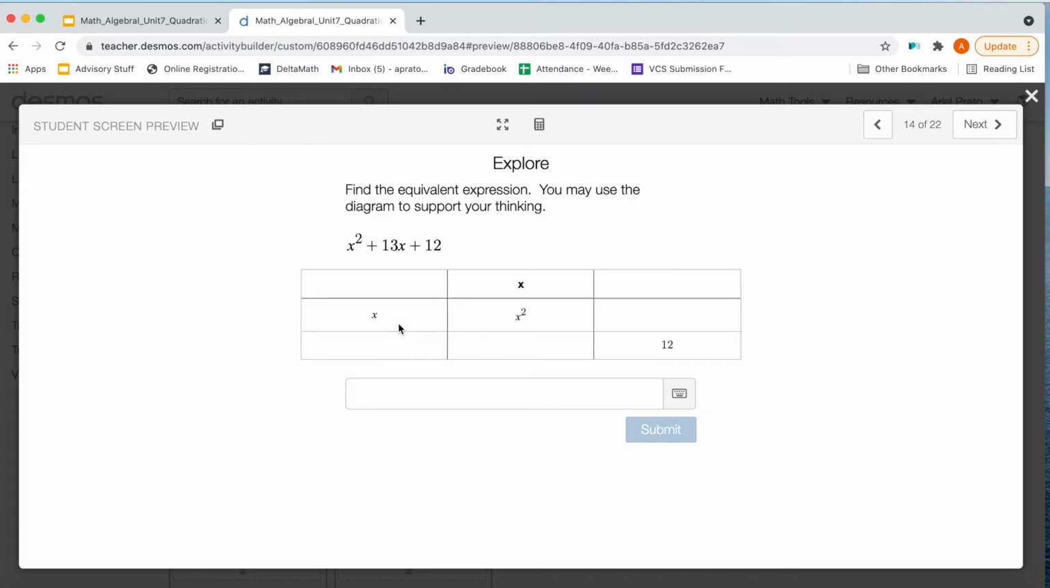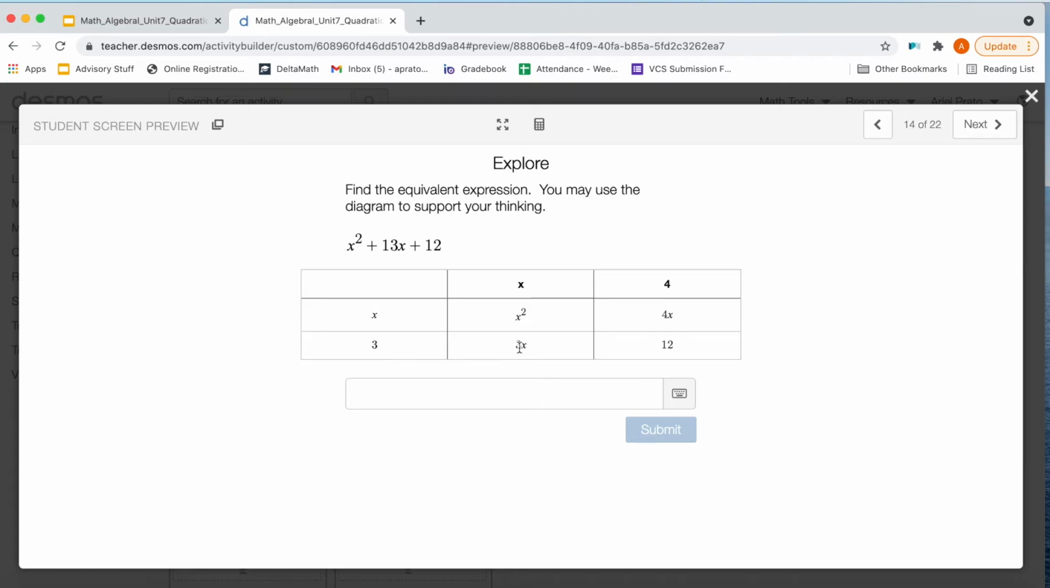And so students can use guess and check and play around with this. The first way they might do that is they might say, okay, what are some numbers that can multiply to 12? Well, I can do 3 and 4. Does that work? 3 times x is 3x. 4 times x is 4x. Does that work? No, because that's not 13.